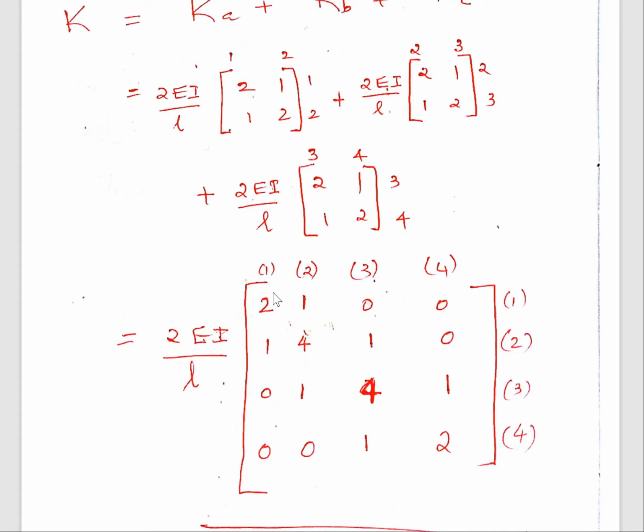So similarly, we have written 2 for the first column, first row element. Now if you take the second column, first row element, it is nothing but 1. Second column, first row element is 1. So that is written here. Next is the third column, first row element. We don't have an element corresponding to third column and first row.